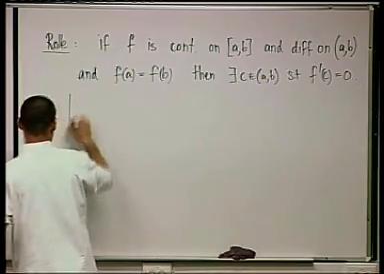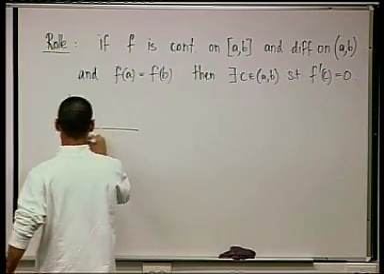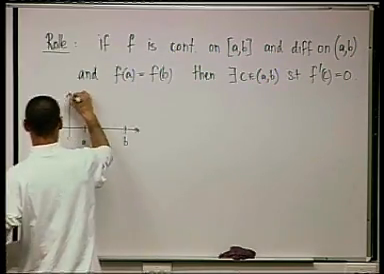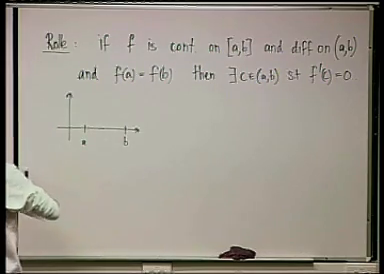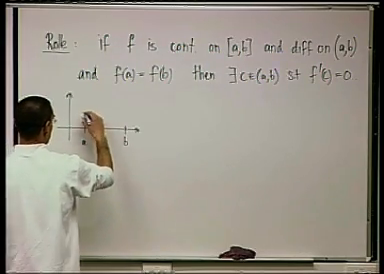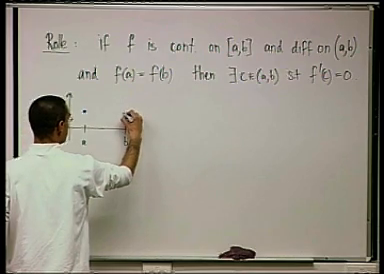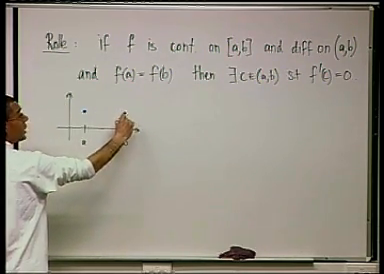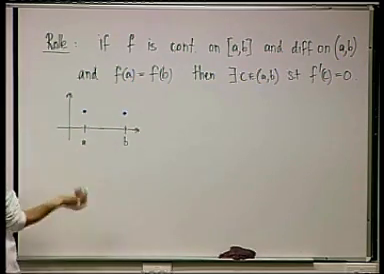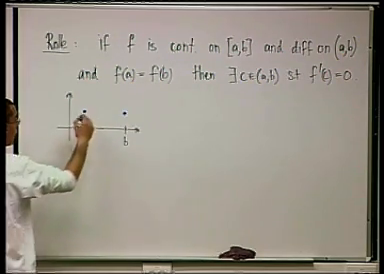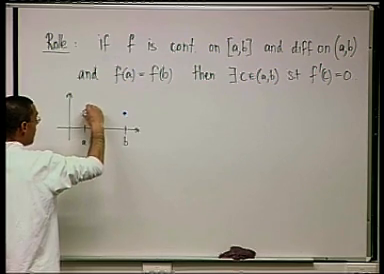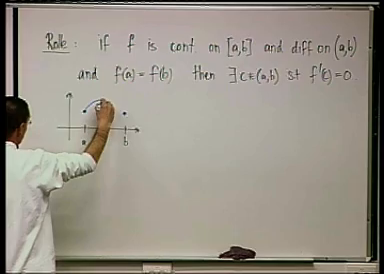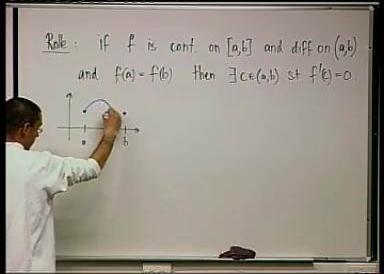Let me remind you of the picture. Here's A, here's B. The value at A is the same as the value at B. So either the function is the constant function, in which case for any point C the derivative is 0, or it goes up, but then it must come down because it has to get to here. Okay, this is just the intuition. This is not a formal proof.